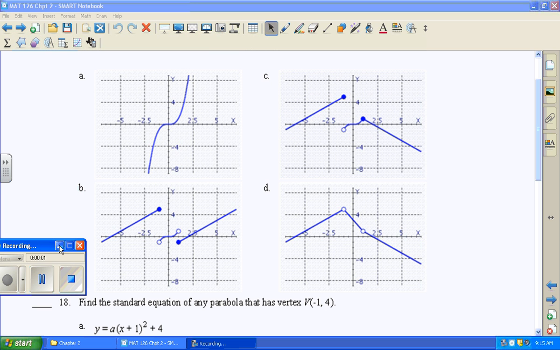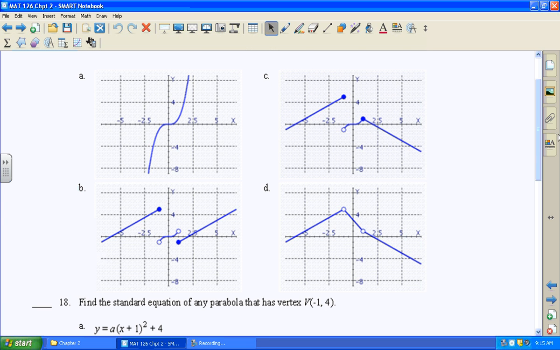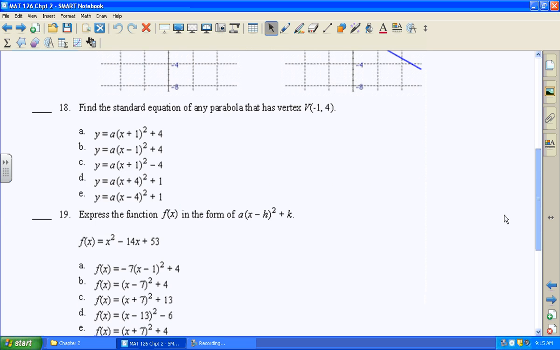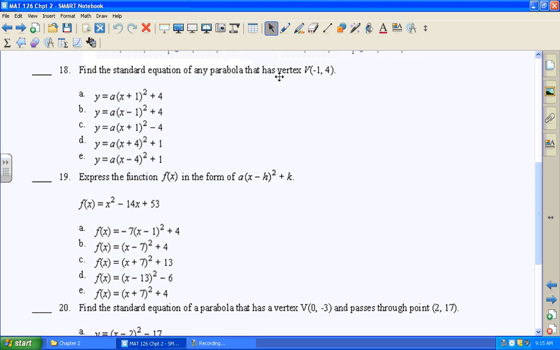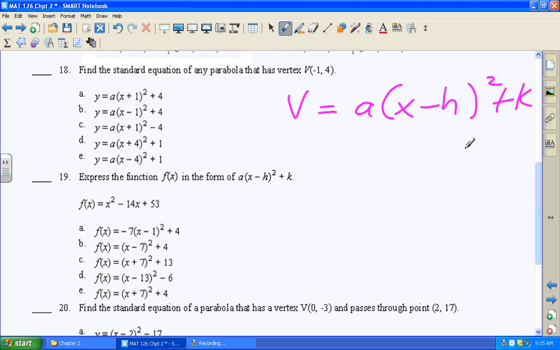Pick up with number 18. On this one it says, find the standard equation of a parabola that has a vertex at (-1, 4). Do you remember the standard equation of a parabola? y equals a times (x minus h) squared plus k. h stands for the x coordinate of the vertex.